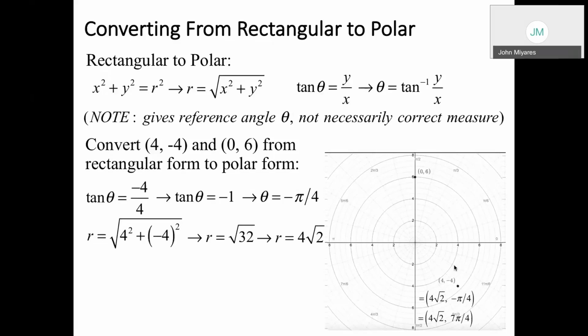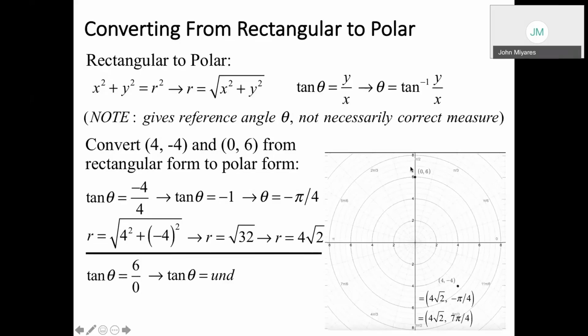For the point (0, 6), let's start with the same approach. The tangent of theta is y over x, which is 6 over 0, which is undefined. For some of you wondering what to do with this, there's a few things to remember. Looking at the graph of the point (0, 6) up here, it lies on the positive y-axis, which is at 90 degrees or pi over 2 radians. And if you recall from your math minutes, the tangent of pi over 2 is undefined. So this is going to work out just fine for us. We'll just have theta being pi over 2 radians or 90 degrees.